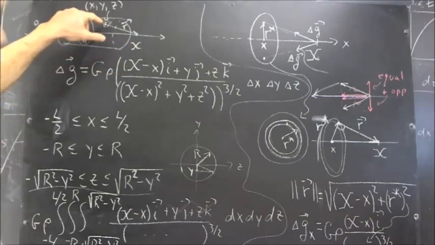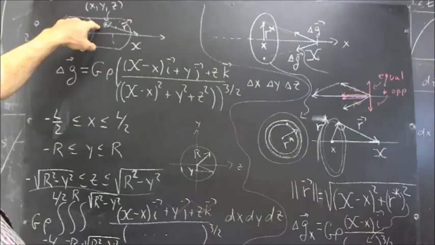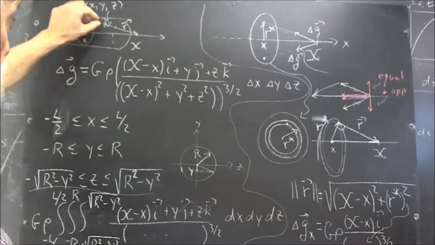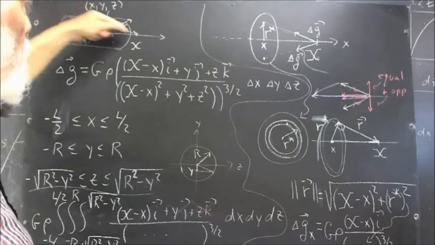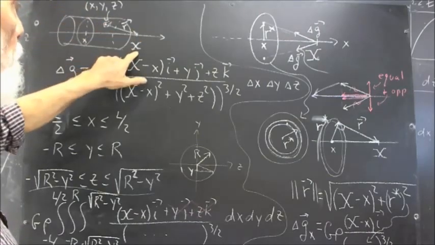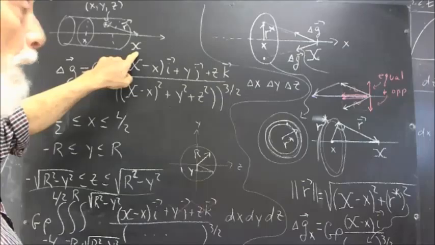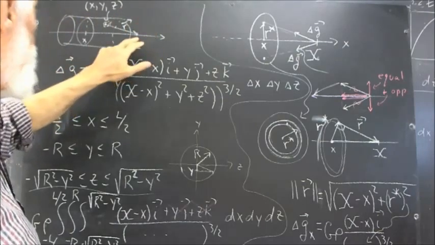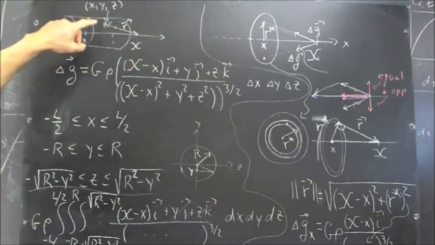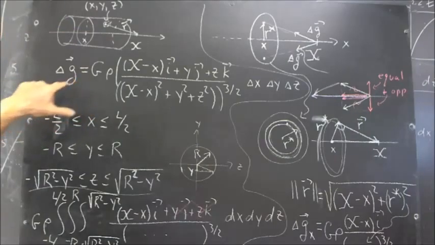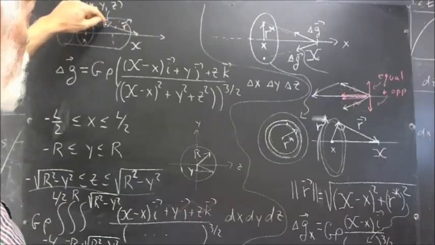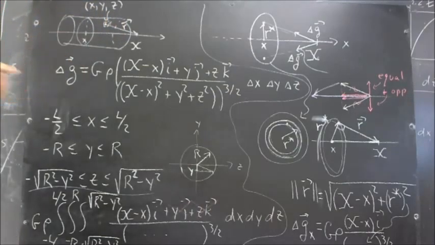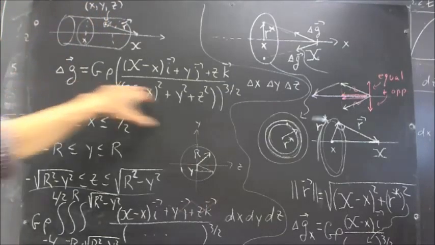then we can think of a little box around the point XYZ containing some mass. We have an R vector from this point to the point big X along the x-axis outside the cylinder, and we get the expression for the contribution to the gravitational field at this point due to the mass within this little box. And that's going to be this.